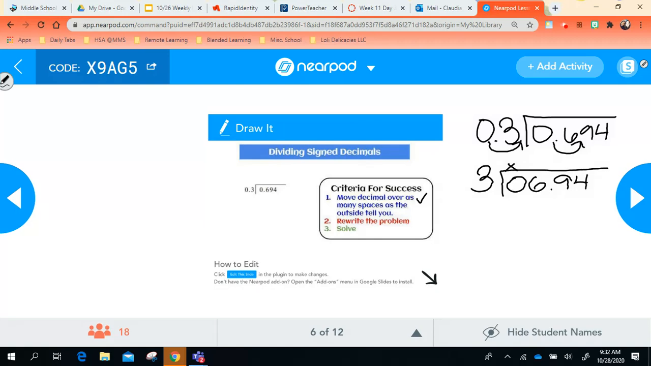And then 3 goes into 6 how many times? 2. So 2 times 3 is 6. I subtract, it gives me 0. I bring down my 9, and I bring up the decimal. Then 3 goes into 9, 3 times. 3 times 3, 9. And then I bring down the 4.